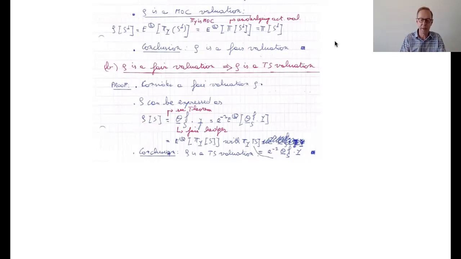Or this discounted expectation under Q of the time one value of the fair hedge of s can be written as the expectation under Q of pi y of s, with pi y of s equal to e to the power minus r theta f s multiplied by y. And hence, we can conclude that rho is indeed a two-step valuation, because this pi y is a fair conditional valuation, as we have seen. This pi y of s, equal to e to the power minus r theta f s multiplied by y, is a fair hedger. This was one of the examples of a fair hedger.